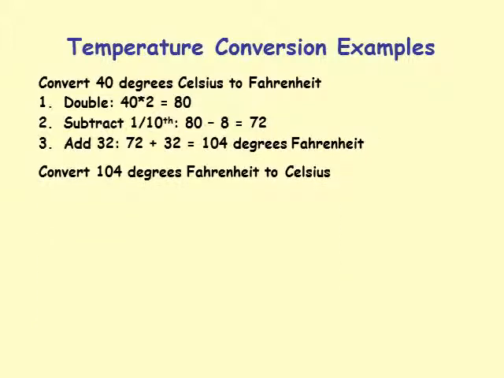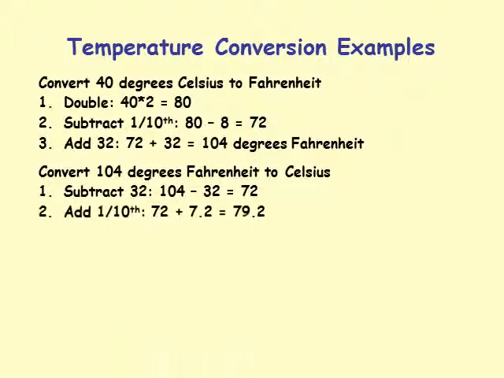Now let's convert that back into degrees Celsius. First we subtract, because the last thing was add 32. So we subtract 32, which gives 72. We are doing a reversal here. Now we had subtracted a tenth, and we will add a tenth. This is an approximation here. For an exact number, we should be adding a ninth.